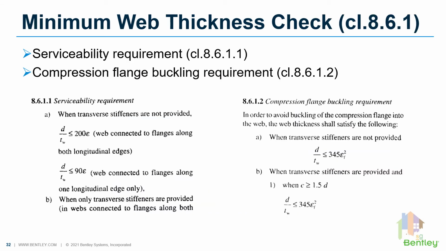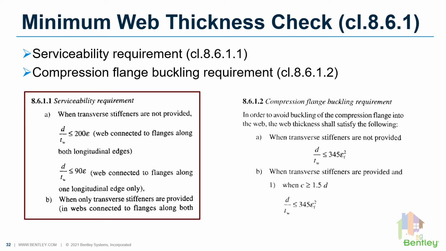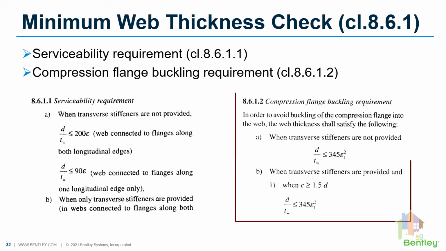There is another criteria mentioned in the code to limit the web thickness under clause 8.6.1. For each member or plate girder, the web thickness is limited considering the serviceability requirement and compression flange buckling requirement. For serviceability requirement, using clause 8.6.1.1, program checks the d by t ratio of web depending on the transverse and longitudinal stiffener information, and for flange buckling requirement using clause 8.6.1.2, once again the web depth to thickness ratio is checked.